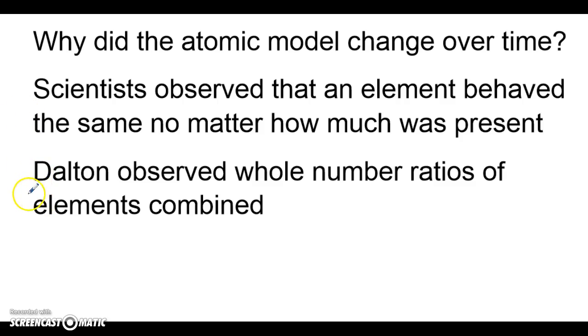And with a little more detail, Dalton observed that if he mixed different elements together, they would combine in whole number ratios. So he figured out that all the matter around us must be made of different building blocks, and the building blocks combine in a 1-to-1 ratio, a 1-to-2 ratio, a 2-to-3, a 3-to-4, all these different whole number ratios. And so the first model was the billiard ball model.